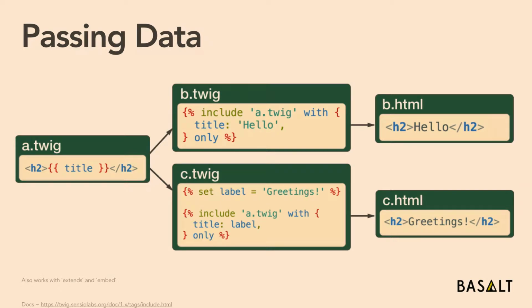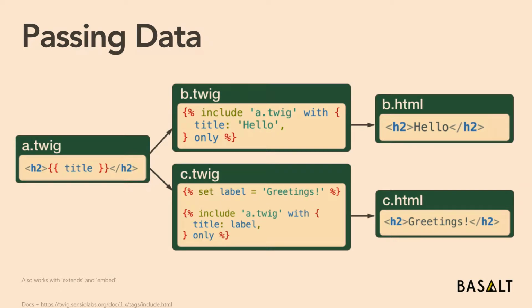If you were to do just include and that's it, all the data would just leak in, which is generally, in my opinion, very bad. It just magically appears. If you pass in the with, it is not only more clear what's going in there, but you have the chance to remap it. So here in c.twig, title becomes label. This is where you're able to pass it in the way that it's looking for.